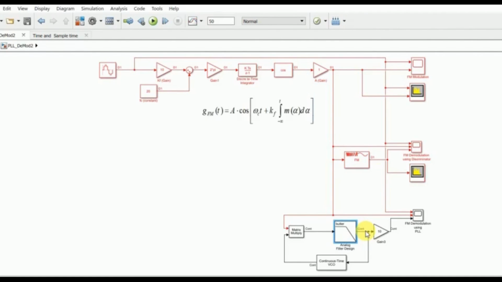We have mentioned that V2 of t is directly related to the message signal, but due to the gain of the phase detector and the low pass filter, we need to amplify it. So we have amplified it by tenfold, right? And the output of this gain or amplifier is then fed to the scope. Also fed to the scope are the frequency modulated signal coming from here and the original message signal.